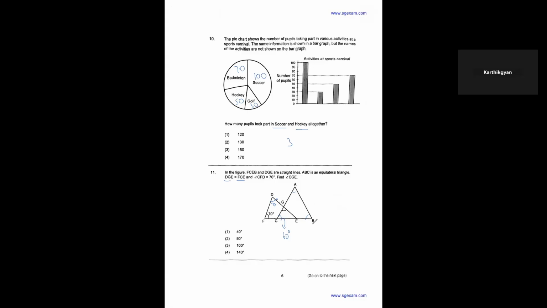So how do we find CGE, this angle that's marked over here? This is 70 and this is 70. We can find what this angle is. Angle DEF is just 180 minus 70 minus 70, so you have 40 degrees here. Which means the angle that you're trying to find, CGE, is 180 minus 40 minus 60, which is 80 degrees. So the answer is option number 2.